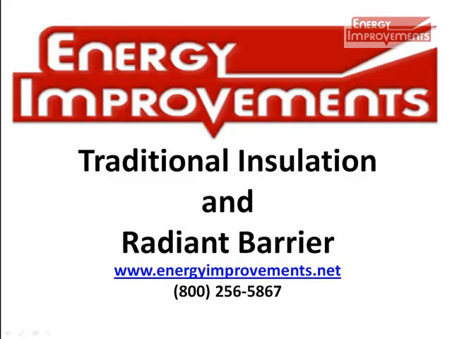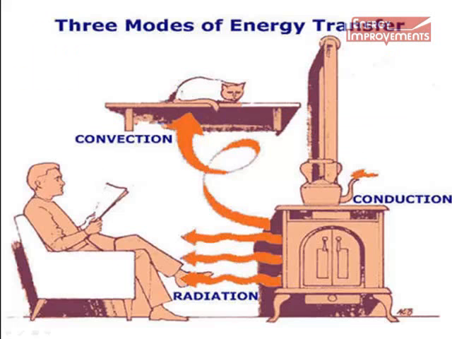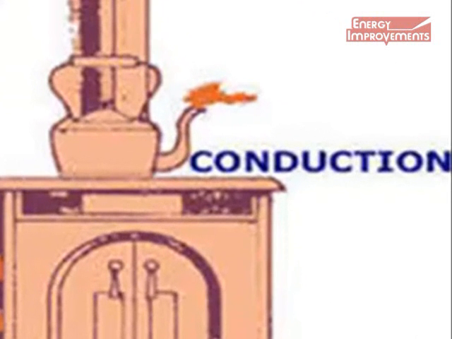In order to understand the difference between radiant barrier and conventional attic insulation, you will need to know how heat transfers. There are three types of heat transfer: conductive, convective, and radiant heat. Conductive happens when two solid objects touch each other. Heat is transferred through the objects. A good example is when the stove gets hot, heat is transferred to the teapot.